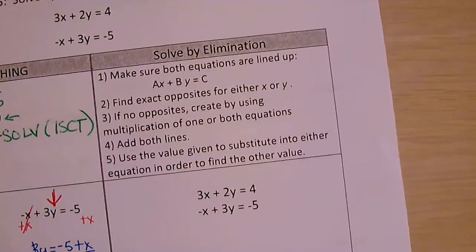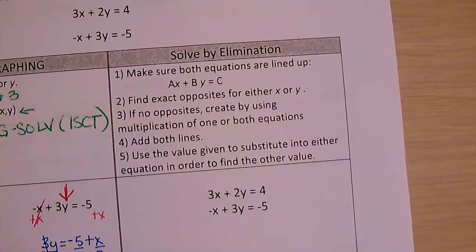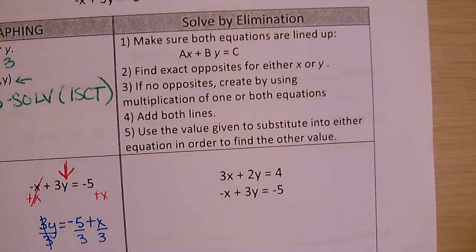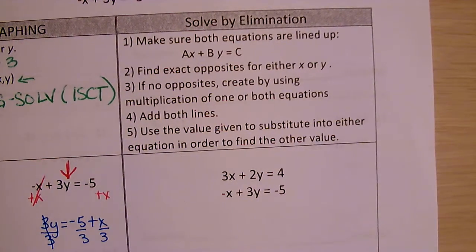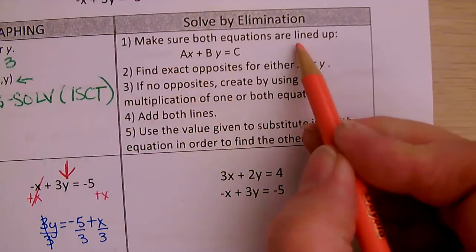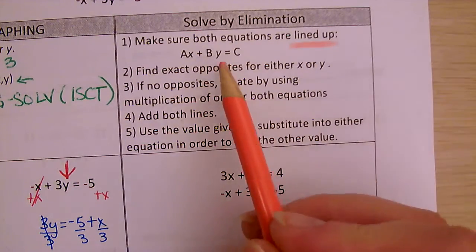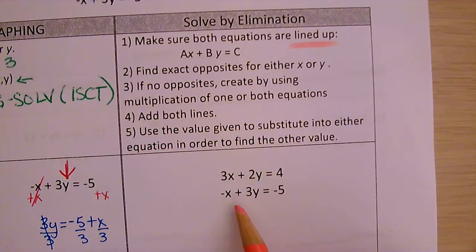This is really more a method that you use with paper and pencil. Now the key point here is that it's lined up, and that's with the x's, the y's, the equal sign, then the number. So these are lined up. We're good to go there.